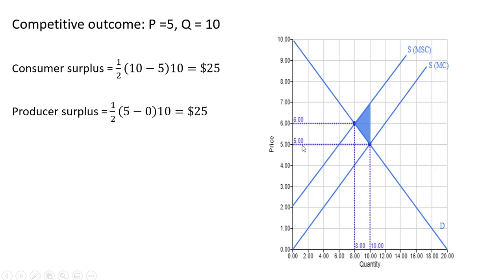So the difference between the price and the marginal cost curve up to that last unit, the 10th unit, we have an area of $25. So producer surplus is $25.